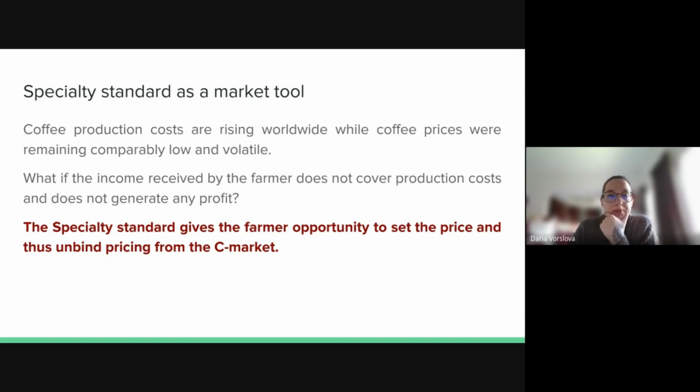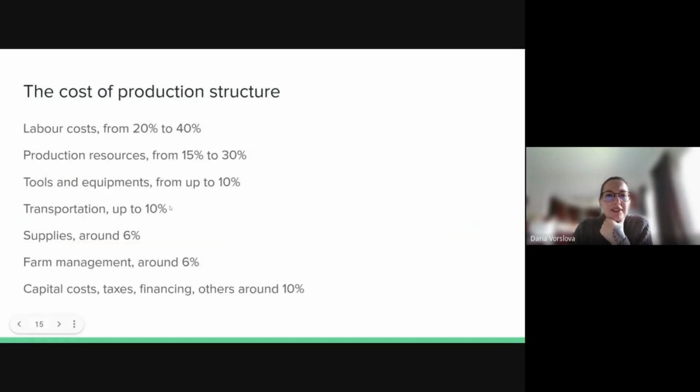Let's return to the previous slide. I was doubting if I needed to put it here, but then I decided why not? I mean, we don't speak a lot about the cost of production structure. It would be useful for people to know what farmers are paid for to produce the coffee we drink every day.